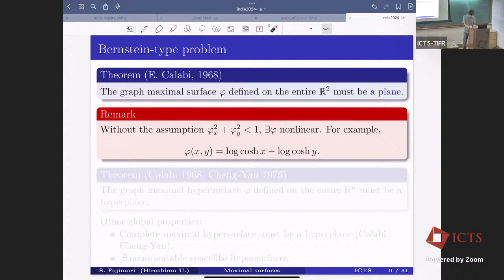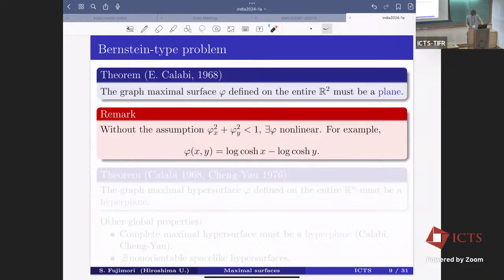There are many examples, but one easy example is phi equal to log of cos x minus log of cos y. This is an entire function, but in some part this is negative, in some part this is smaller than 1, and in some part this is greater than 1. Of course, there's some part that is equal to 1.